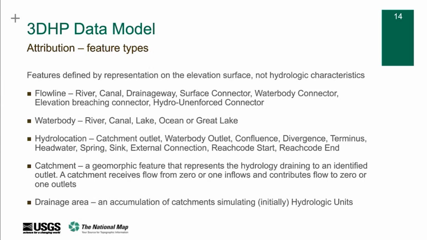And then drainage area is another new component of 3D-HP. For those of you that use WBD, this will be a way that we'll be aggregating those catchments to nest within a roughly 12-digit HUC outlet or boundary. So it's similar to the WBD in size and definition of features of those 12-digit HUCs, but it will be made up of catchments, so that a catchment will always be nested within a drainage area, and those can be aggregated in different ways.